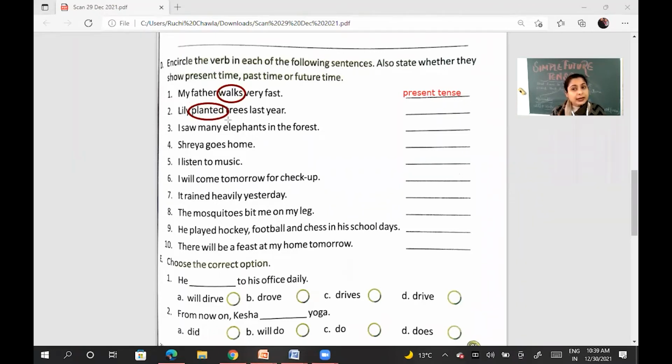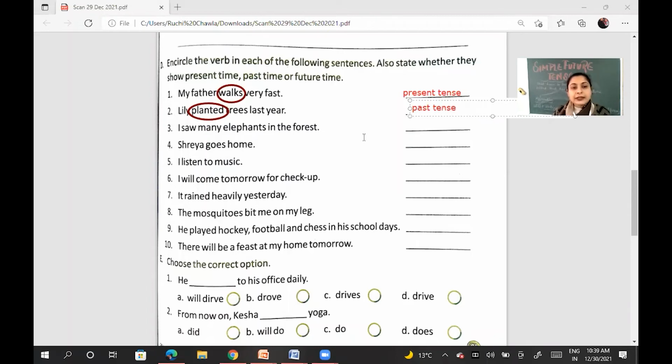Planted. Right. And here ed is added. And where do we add ed? In the past tense. So, what is the answer? What is the sentence in? Which tense? The sentence is in past tense.